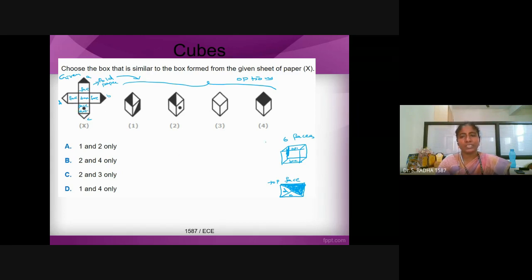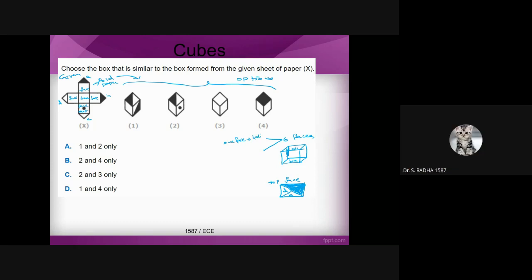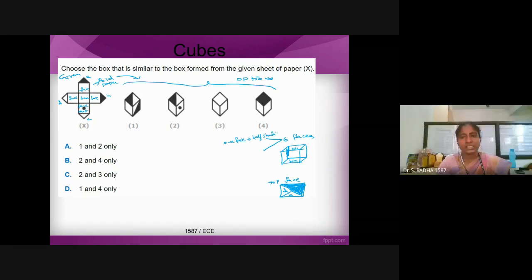So out of the six faces, one face should have half shading, and one face should have one dot. This is the condition. So it cannot be answer 4 because one full face is covered with shading.